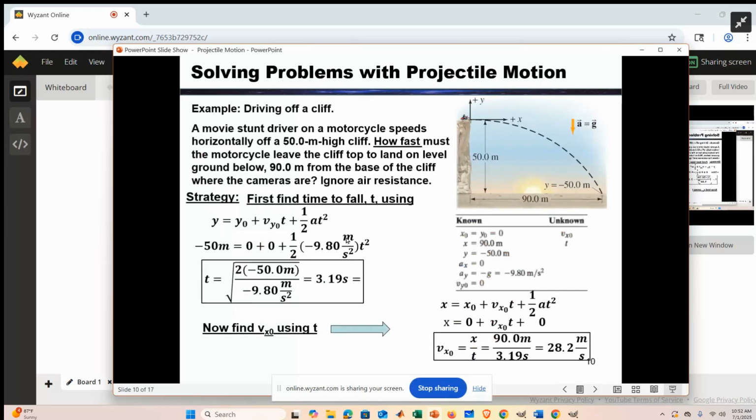This is an example problem that is given all the time. Somebody driving a motorcycle off a cliff at some velocity, a 50-meter high cliff, and the problem says, how fast? Now, I've underlined this because when you're reading a problem, you say, they're wanting me to find the velocity. And then it's going to have to go 90 meters from the cliff and hit the ground. The strategy for problems like this is always the same. You first find the time it takes for the thing to fall the distance, use that time in the position equation in the x direction, and get the distance.